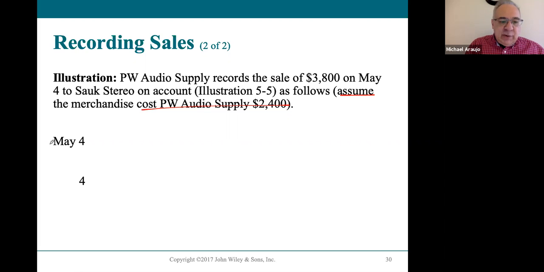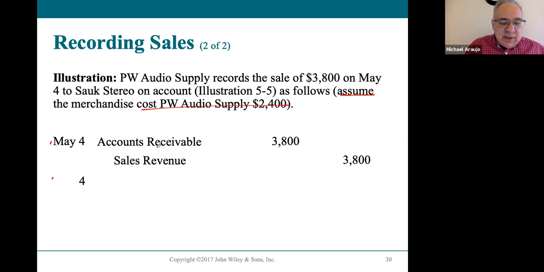So the first thing is we record the sale. The second thing is we record the costs. So let's record the sale. It's an invoice. That's a receivable for us, $3,800. We just made a sale. Sales revenue for us, $3,800 on the credit side of revenue, debit side of receivable.